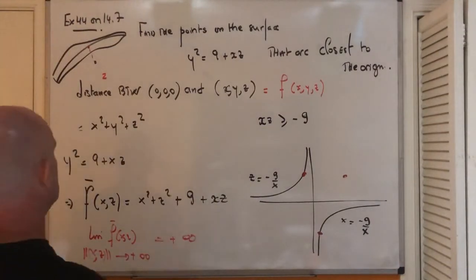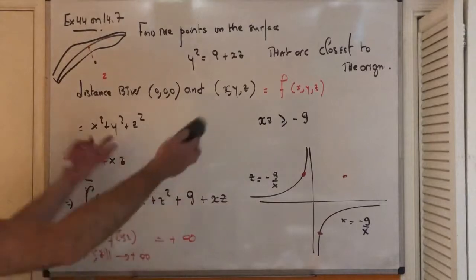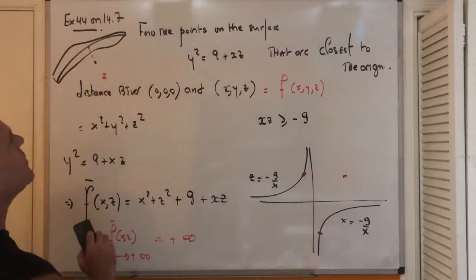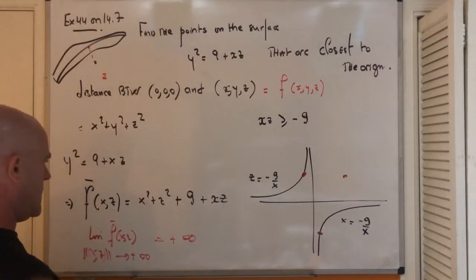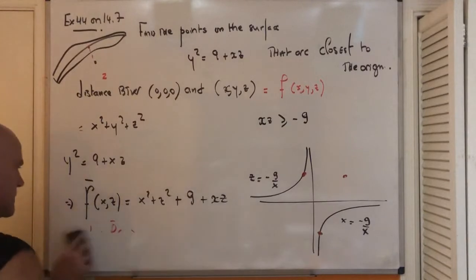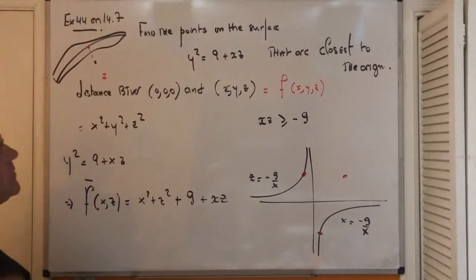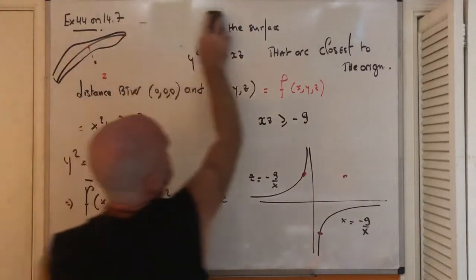So now let's look at the critical points of this function. I need to erase a few things here, guys. I know that this is true, and I'm going to erase the top here. I don't need it anymore.